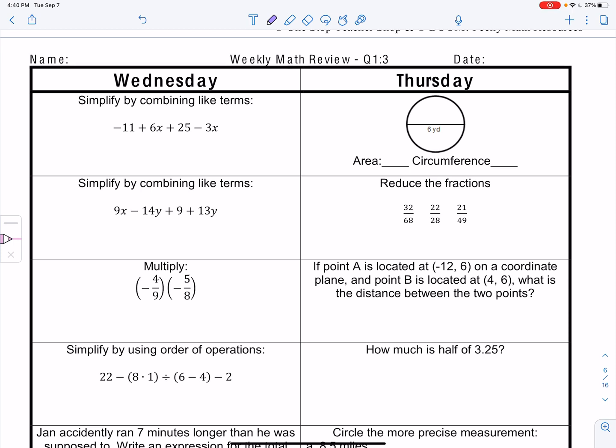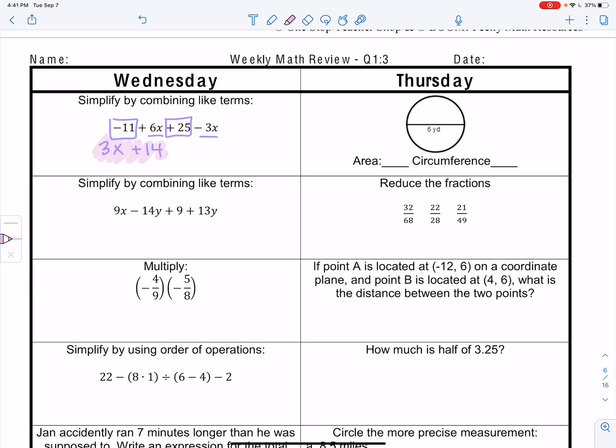So the first one for Wednesday says to simplify by combining like terms. So what we're gonna do is we just combine like terms, exactly what they said. So the x's go with the x's. So we have 6x minus 3x is 3x. And then we have our constants, negative 11 and positive 25. You can literally just plug that exactly into your calculator like that. Negative 11 plus 25 is going to give you 14, a positive 14. And that is your solution.